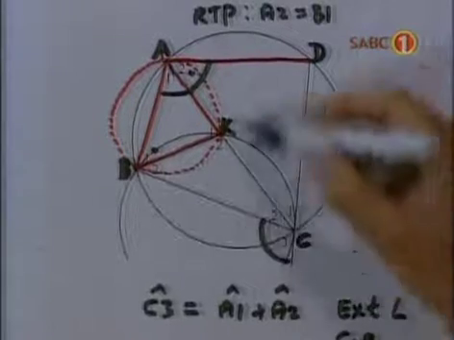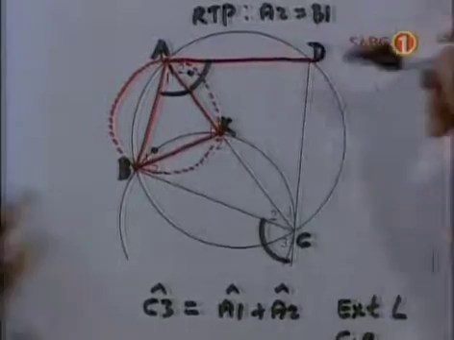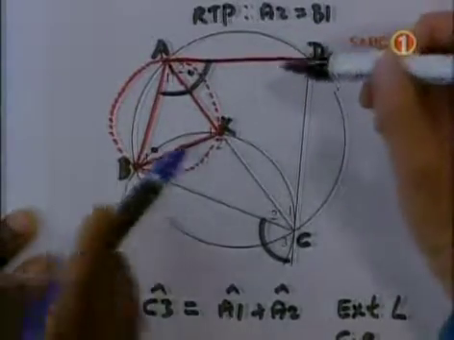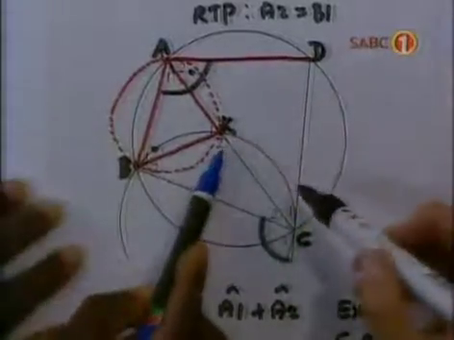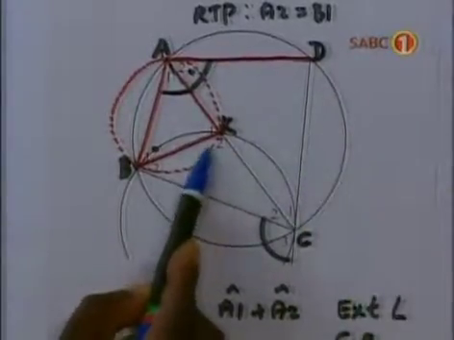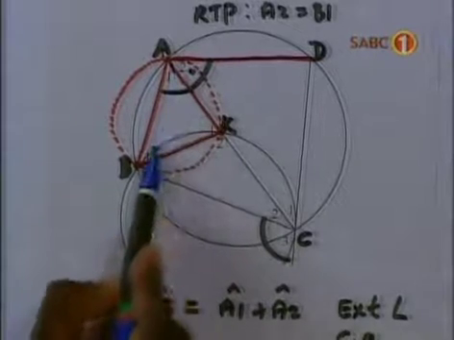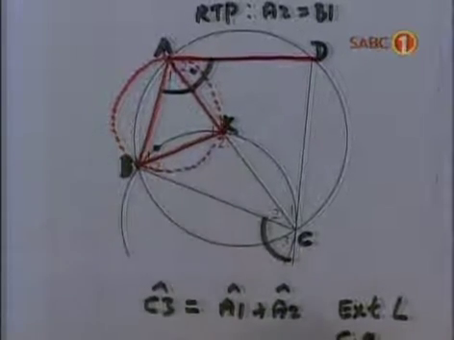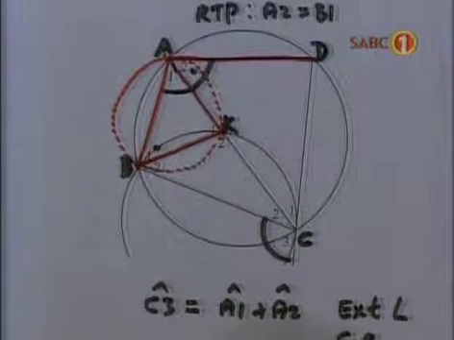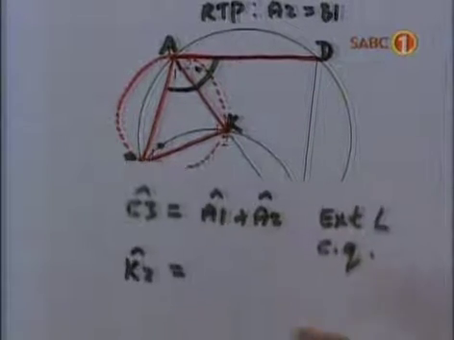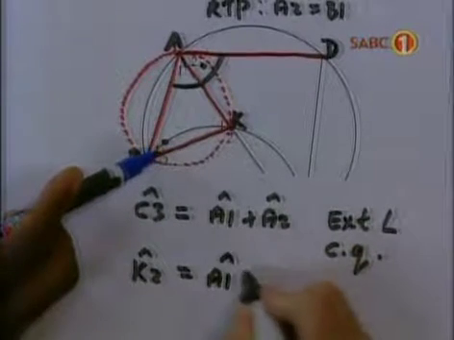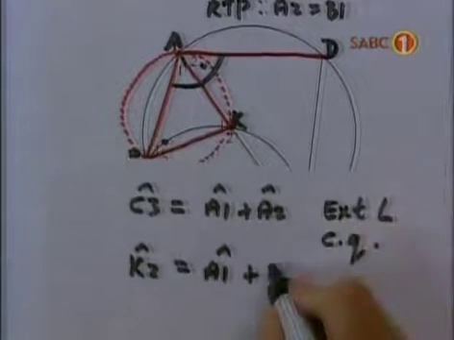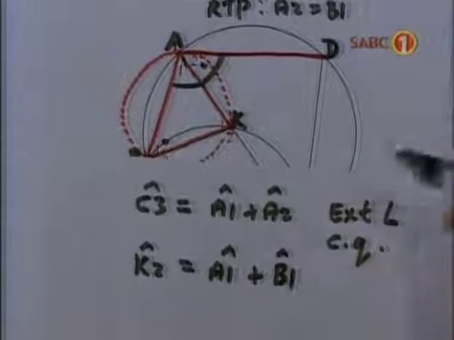Now, once we've done that, we've got to somehow connect this. But what else do we know? If we work in the vicinity of A and B, we have K2 here, which is the same as A1 plus B1. That's right. K2 is A1 plus B1, which is the exterior angle of a triangle. So we've got K2 equals A1 plus B1. Okay, now notice the connection.